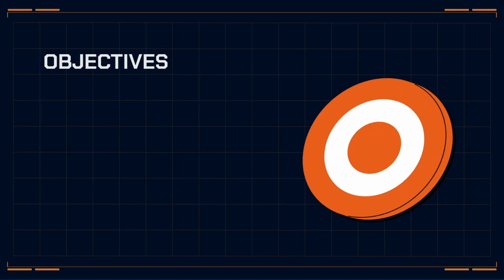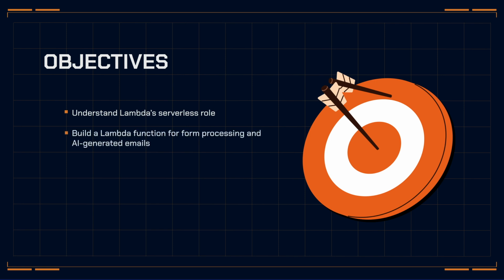In this video, you will cover the following objectives. Explore how Lambda can efficiently power your backend logic without the need to manage servers. Learn how to create a Lambda function that captures form data, integrates AI services, and triggers email notifications. Request access to the Bedrock model and connect it with a Lambda function to generate dynamic text.